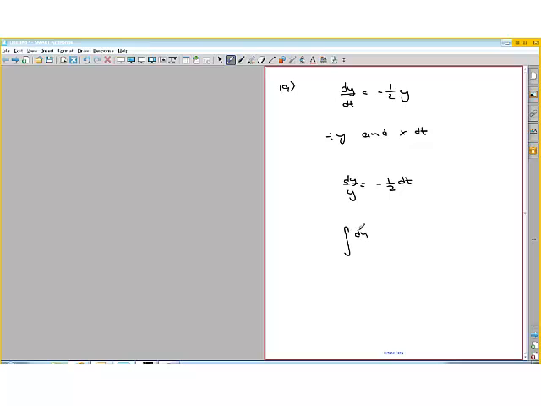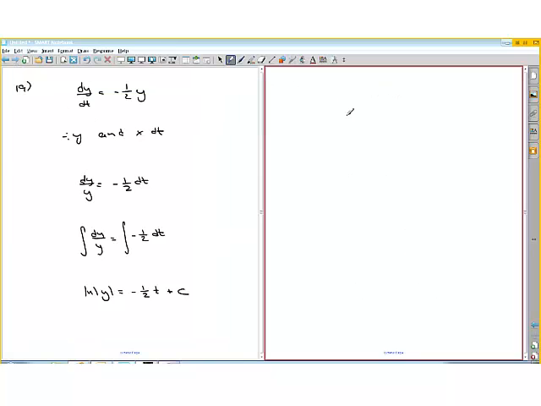The integral of dy over y is equal to the integral of negative 1/2 dt. So the left-hand side becomes the natural log of the absolute value of y. The right-hand side becomes negative 1/2 t plus c. So the integral of dt, you factor out negative 1/2. The integral of dt is t. You add the arbitrary constant.